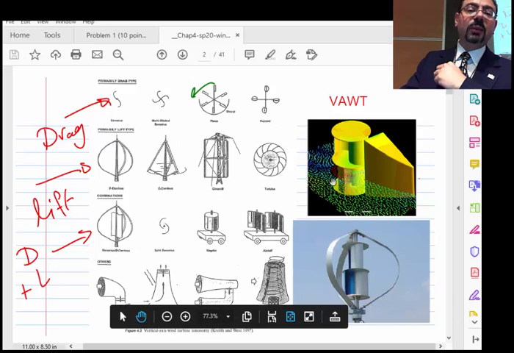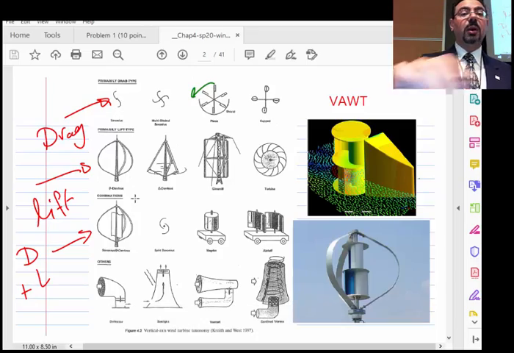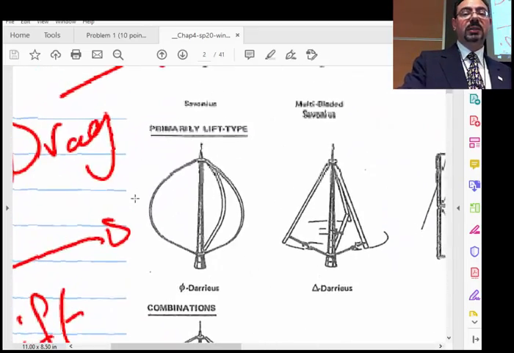There is also, within those vertical axis wind turbines, the other distinction that some of them are drag based and some of them are lift based.